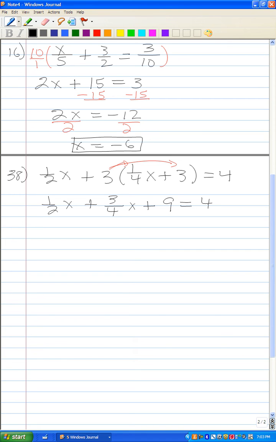Let me get rid of the fractions. So if I look here, the least common denominator is, well, I have a 2, a 4, a 1, and a 1. So the least common denominator in this case is 4. So let me multiply each of these terms by 4. 4 divided by 2 is 2, times x is 2x. 4 divided by 4, well, it cancels. I just get 1, times 3x is 3x. 4 times 9 is 36. 4 times 4 is 16. Let me combine like terms. 2x plus 3x is 5x.